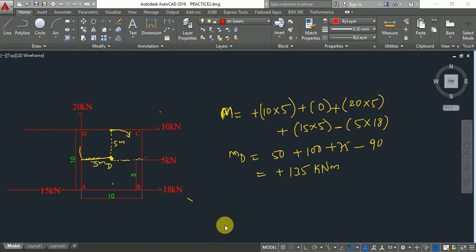So in the next class, I will go for the derivation of Varignon's principle. Using Varignon's principle, the resultant due to parallel forces can be calculated. In previous classes, we have calculated the resultant of concurrent forces. Here, using Varignon's principle, we will calculate the resultant produced by parallel forces.